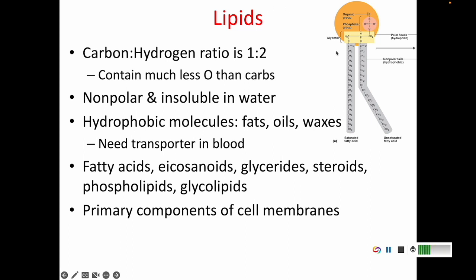So all of these carbon-hydrogen bonds are going to share their electrons equally. You don't have any electrons hanging out at one side more than the other. So they are not going to form hydrogen bonds with water. They are not going to interact with water at all. They're going to be insoluble. Or in other words, they are hydrophobic. This would include fats, oils, and waxes.